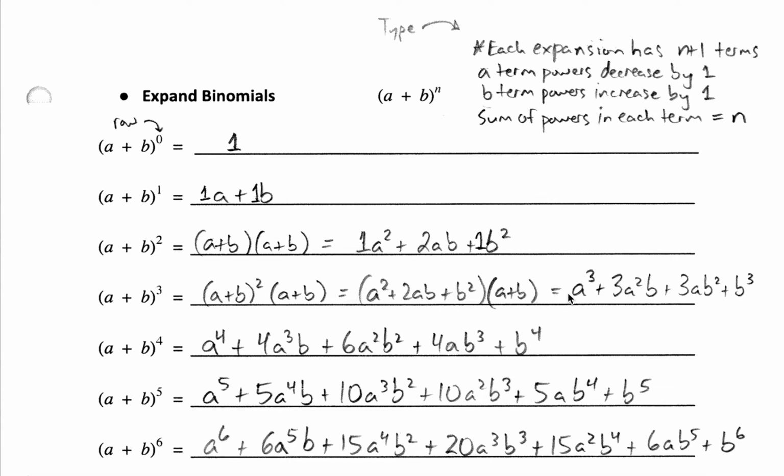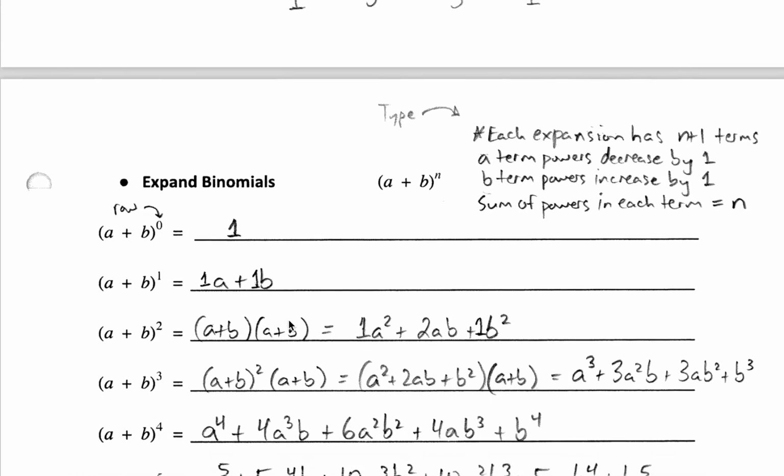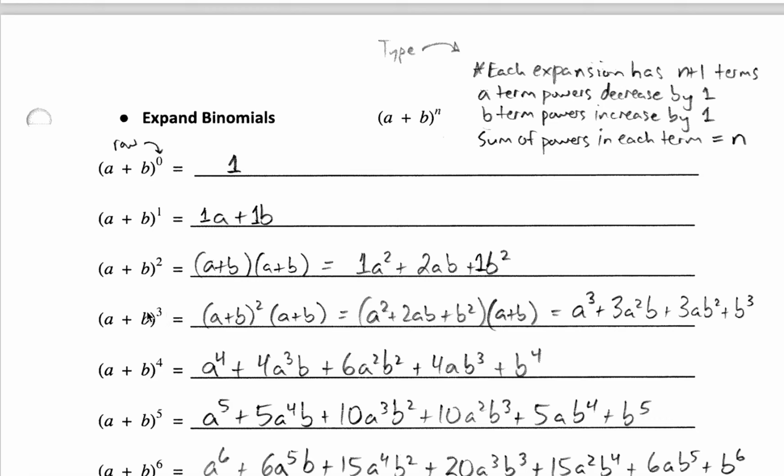Notice our coefficients, 1, 3, 3, and 1, corresponding with our third row in our triangle. We have 4 terms, which is 1 more than the exponent. The a term of the first term is decreasing from our original exponent, 3, 2, 1, and then no a term. B is increasing from 0, 1, 2, and 3. And the sum of the powers in each term, 3 there, 2 plus 1 is 3 there, 1 plus 2 is 3 there, and another 3 there.